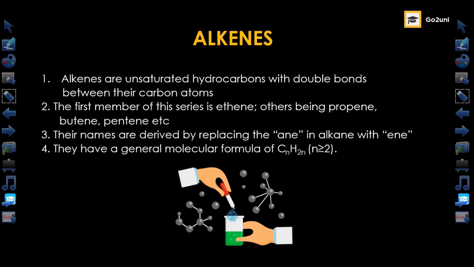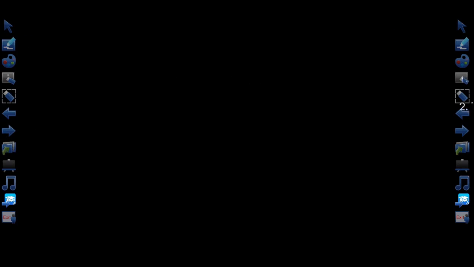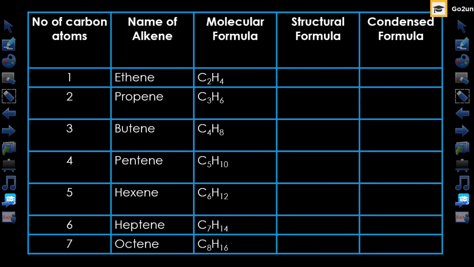The names of alkenes are derived by replacing ane in alkanes with ene. That is, when we replace the ane in alkanes with ene, we have the alkenes. Their general molecular formula is CnH2n, where n is greater than or equal to 2. That is to say, n starts from number 2. There is no number 1 for n. So, having seen that, let us take a look at the structural formula of these compounds, beginning from their molecular formula.